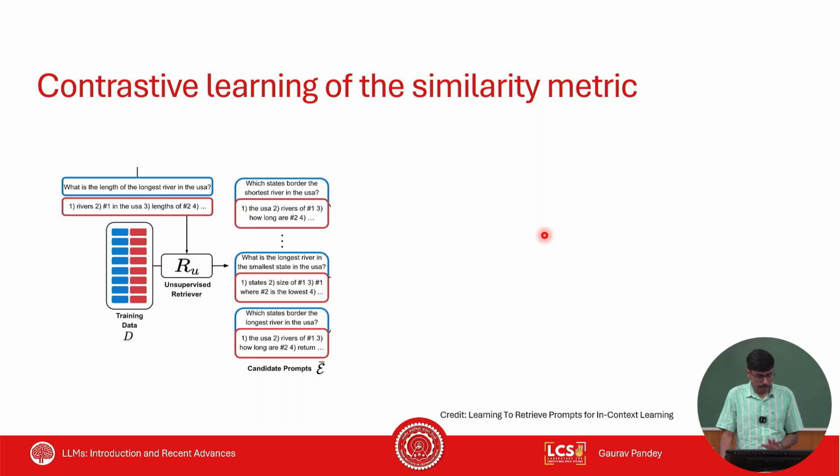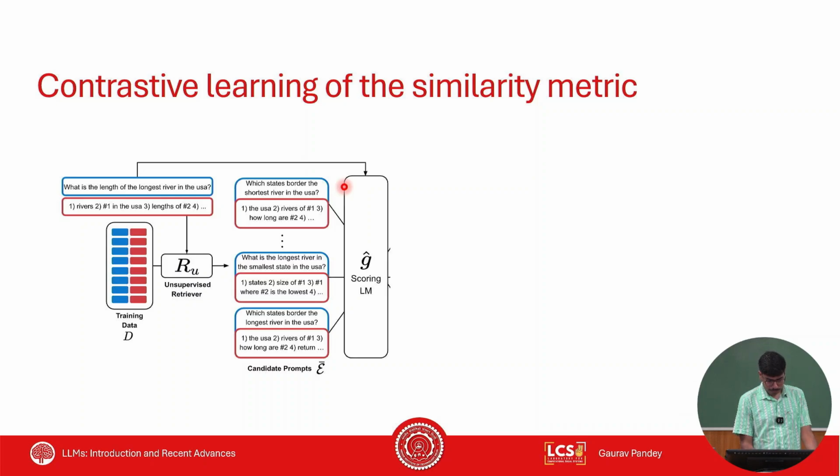So this is one approach for contrastive learning of the similarity metric. The idea is that you use an unsupervised retriever. It can be BM25 or your sentence-embedding-based retriever. You use the unsupervised retriever to get a bunch of candidate examples. Now, for each of these candidate examples, you compute a score. What I mean by score is you feed this candidate example along with your query example and your query. Remember, this is training, so you also have the output for your query.